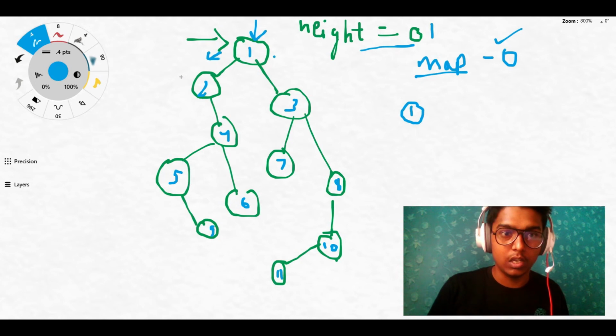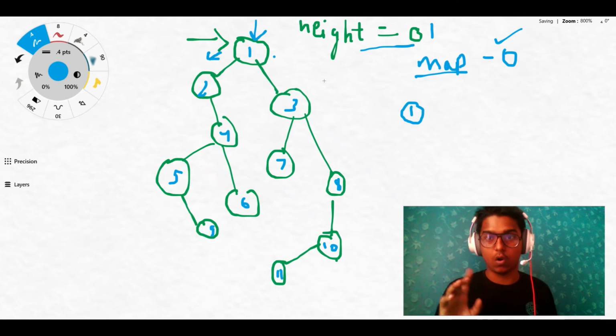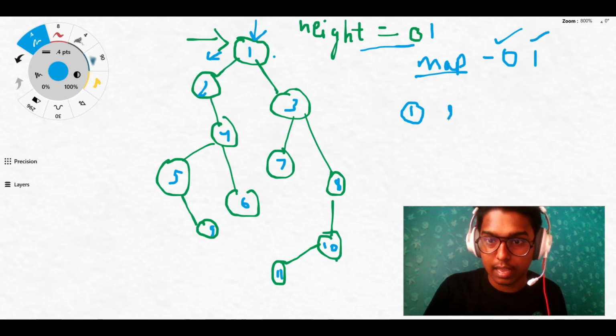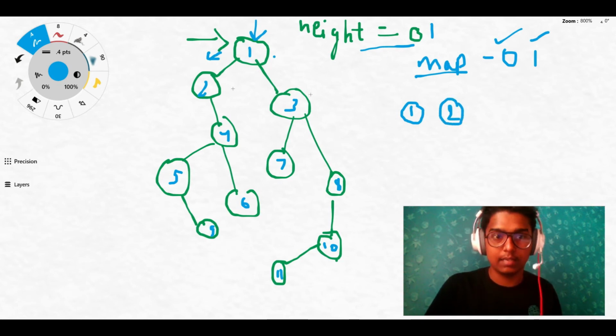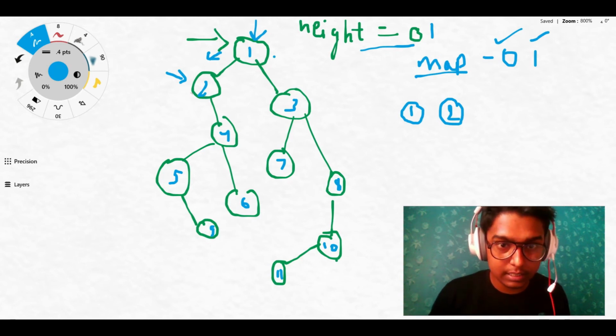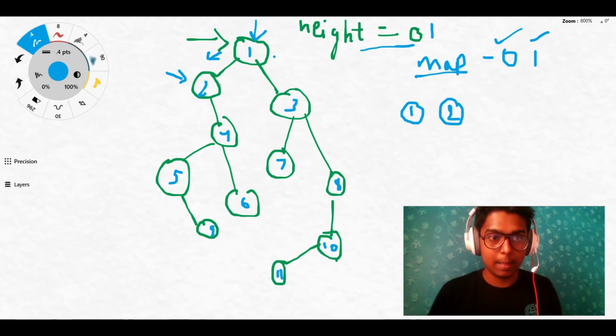So have I encountered height 1 yet or not? No, I haven't encountered height 1. So I will mark 1 that I have encountered it, and I will print 2. Now what is its left node? There's nothing, so I will go to right, okay.